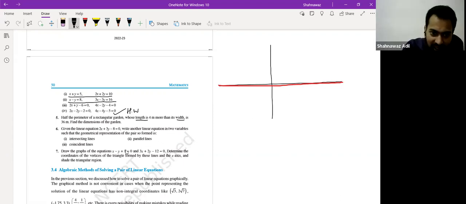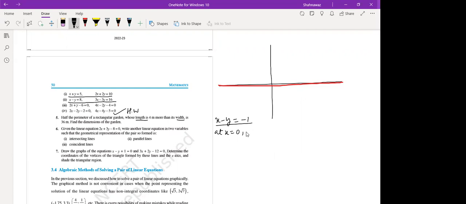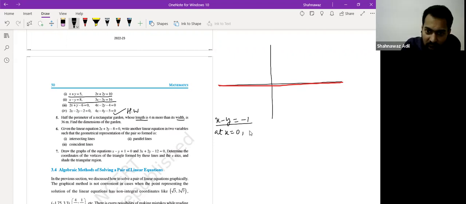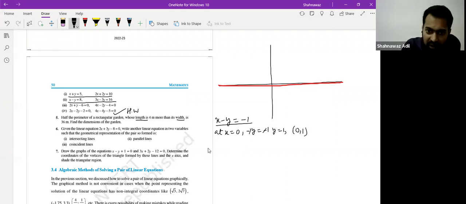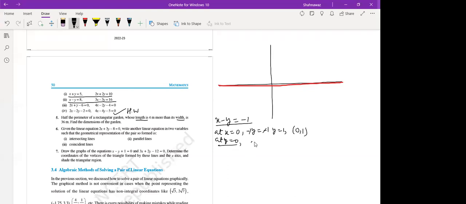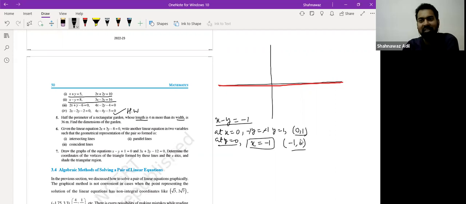Okay, so this is the x-axis, and let us draw the graph of x minus y equals to minus 1. So let's just get the points. At x equals to 0, we have y value equal to what? Yes, y is 1. So we have the point 0 comma 1. And for y equals to 0, we have x equals to minus 1. So this is pretty simple, right? 0, 1 and minus 1, 0. Life is easy.